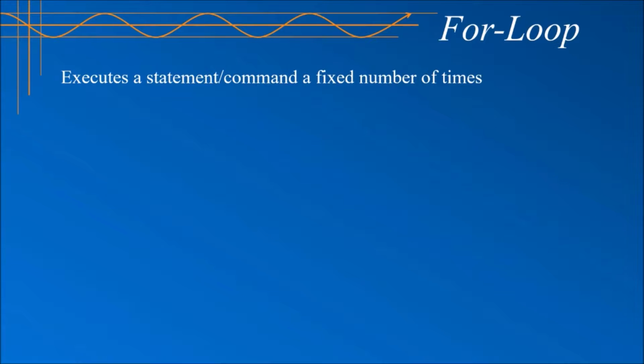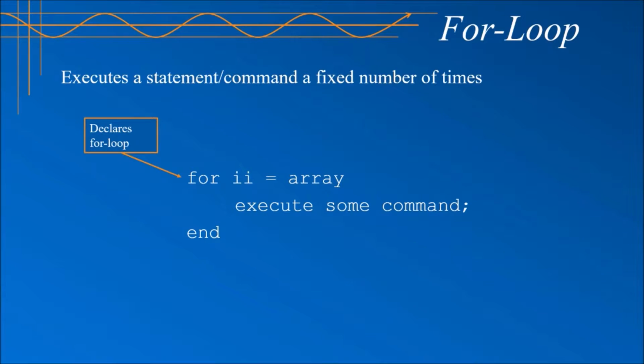First we will be looking at the for loop. This loop executes a statement or command a fixed number of times. This is what it looks like. The for keyword declares the for loop. The double I is the index, which can have any name that you want. I've named it double I in our case, seeing it's simply a dummy index.